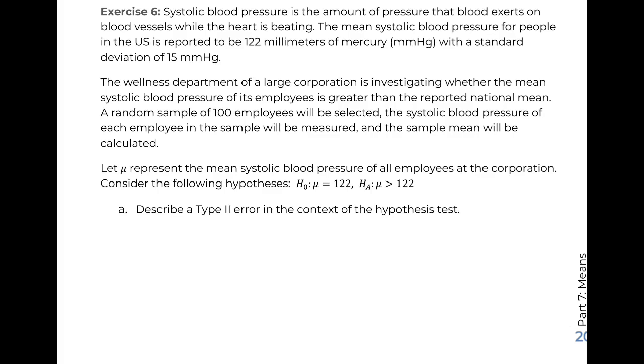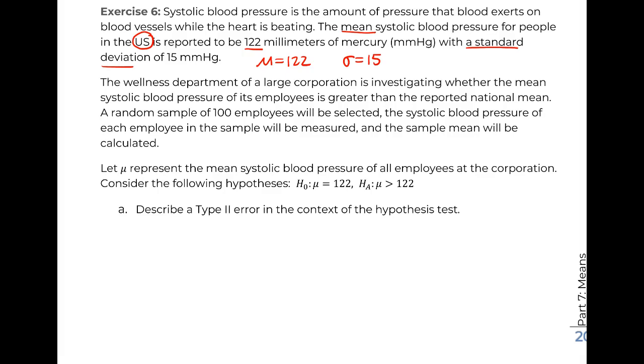So systolic blood pressure is the amount of pressure, blah, blah, blah. The mean systolic blood pressure for people in the U.S. is reported to be 122 with a standard deviation of 15. In fact, the fact that they mentioned the entire U.S. and there's nothing here to say it's an estimate is leading me to believe that this is the real deal mu and the real deal standard deviation.